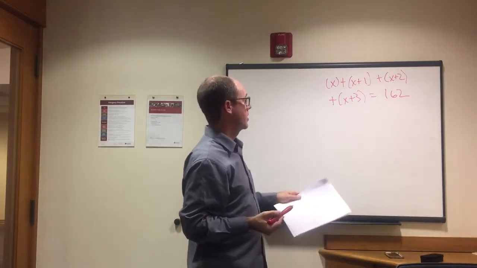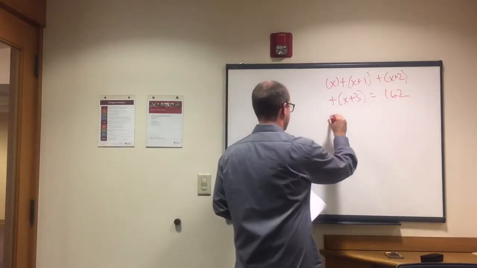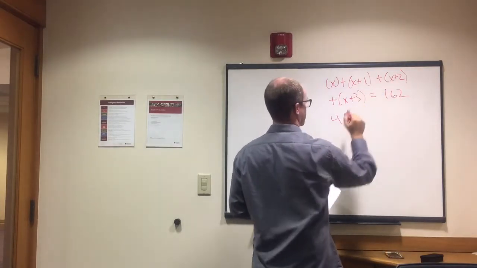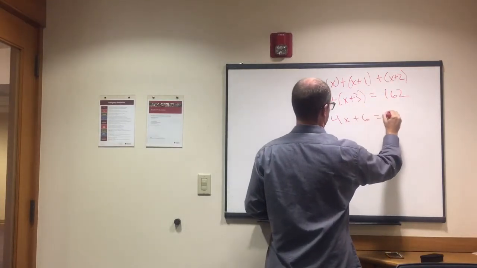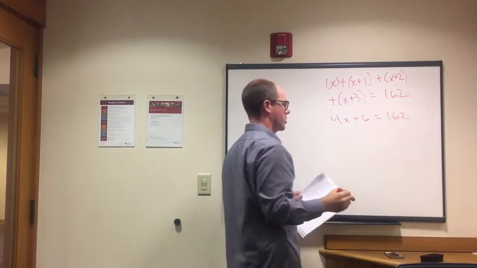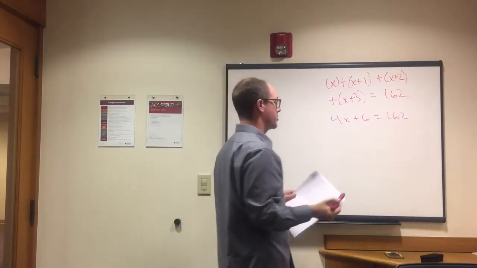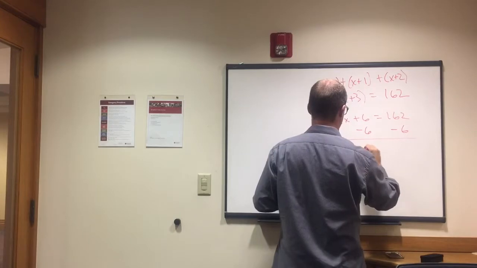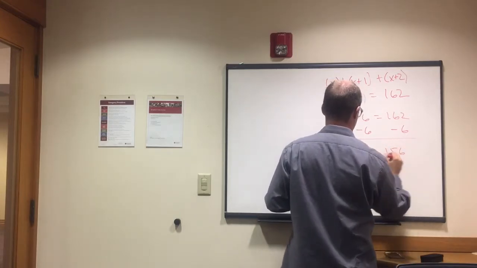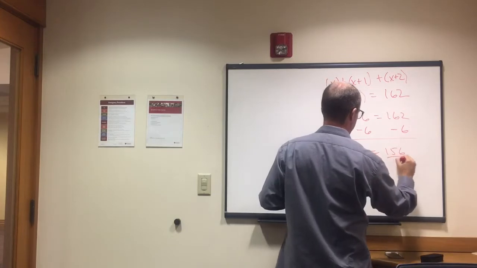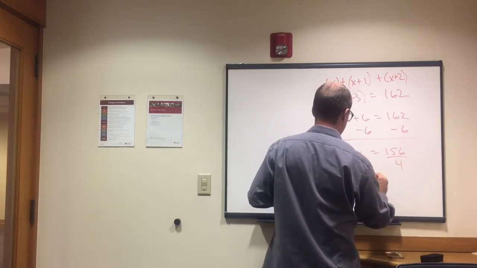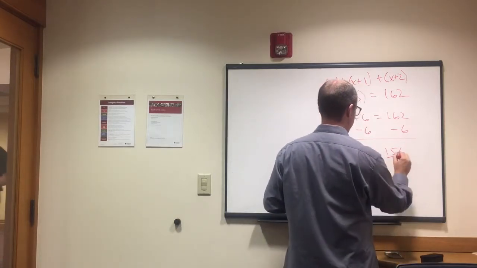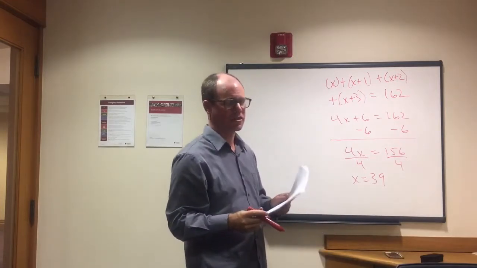So, okay, so now what do we do? We put these together, so we have 4 x's, plus 1, plus 2 is 3, plus 3 is 6. We have 4x plus 6 equals 162. Okay, and now we just have some algebra to do. So subtract 6 from both sides. 4x equals 156. Divide by 4, so we can just have x. And x on that is 39. 156 divided by 4 is 39.